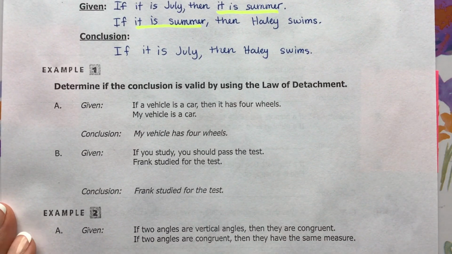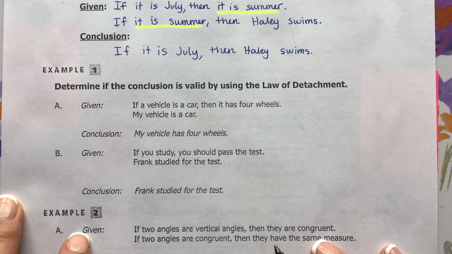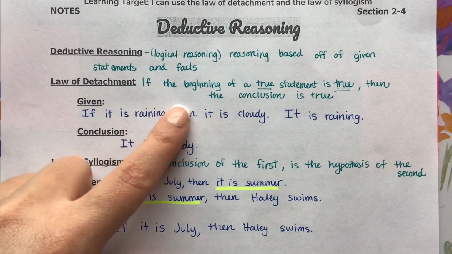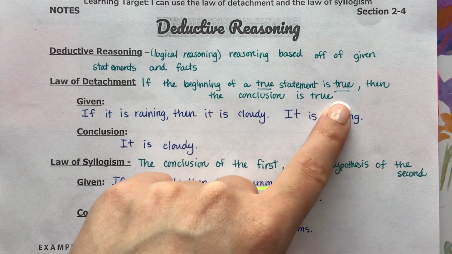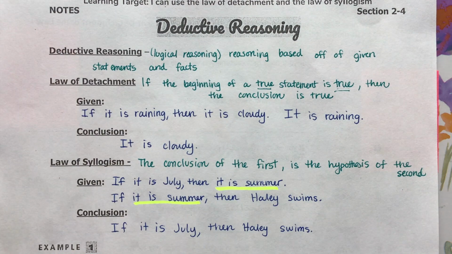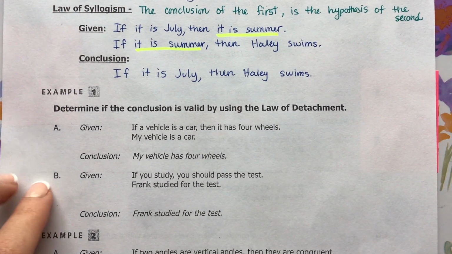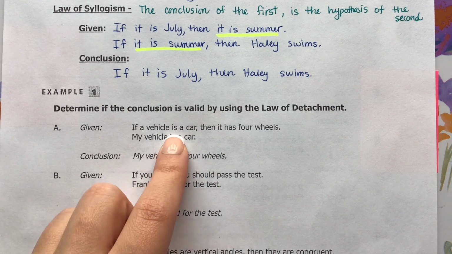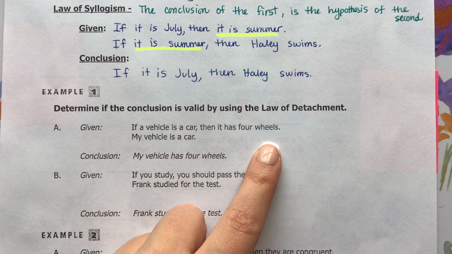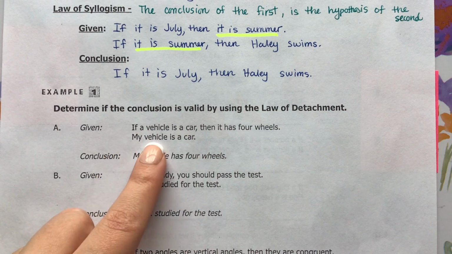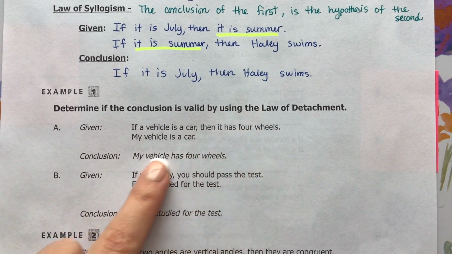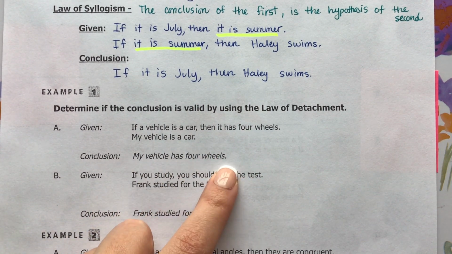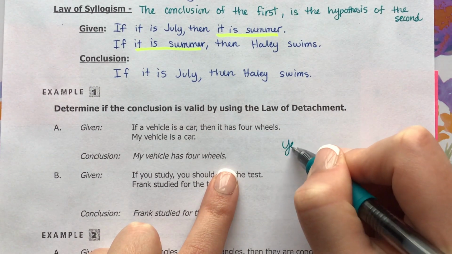In example 1, it says, determine if the conclusion is valid by using the law of detachment. So remember, the law of detachment is when we have a true statement and the beginning of it is true, so then we can conclude the end of the statement, or the conclusion. So in this example, given: if a vehicle is a car, then it has 4 wheels. My vehicle is a car. Because this statement is true, we can then conclude the ending, and the conclusion is my vehicle has 4 wheels. So yes, we are able to use the law of detachment here.